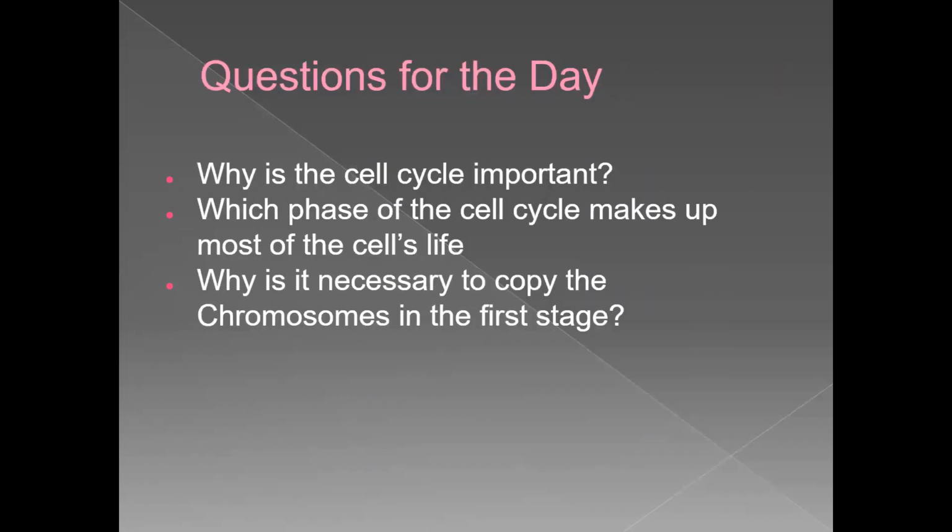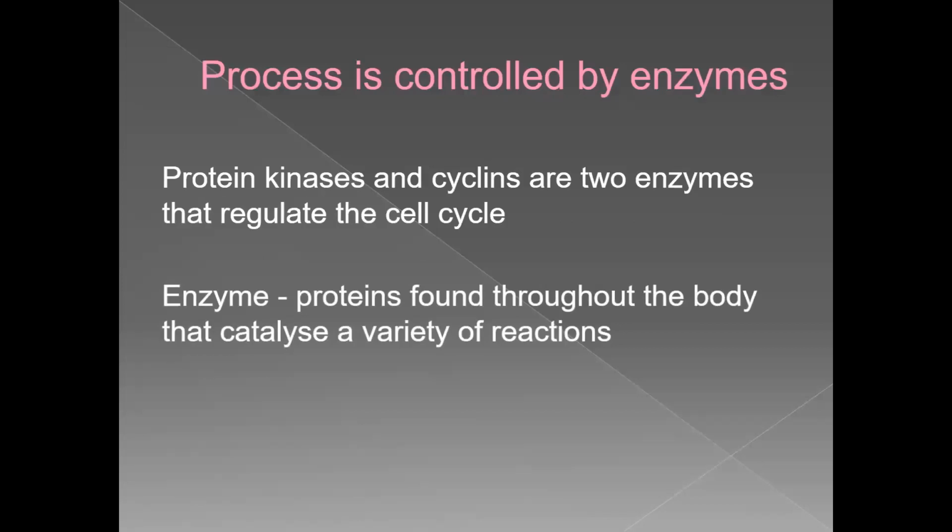All right. And when I say it's controlled, how is it controlled? There are a couple of enzymes that regulate the cell cycle. Two that we're going to write down are protein kinases and cyclins. Like I said, they're just little chemical checkpoints, like spell checkers, to make sure that everything's being copied correctly, that you have full samples of everything. I don't know if we've mentioned what an enzyme is before or not, but enzymes are proteins found throughout the body, and they catalyze a variety of reactions.